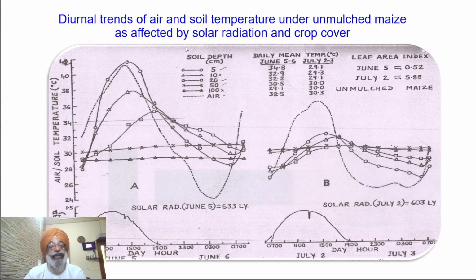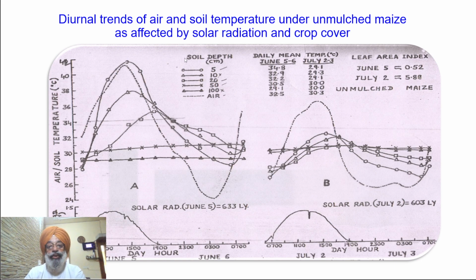Here these two peaks are almost similar, slightly higher at 5 centimeter, but the difference is less. It could be because of the crop canopy, because the crop canopy lowers the soil temperature, it intercepts the heat. Now here we have recorded temperatures at 5, 10, 20, 50, 100 centimeter, and the trend is the same. At 50 centimeter, there is no diurnal fluctuation. Again at 100 centimeter, no diurnal fluctuations.